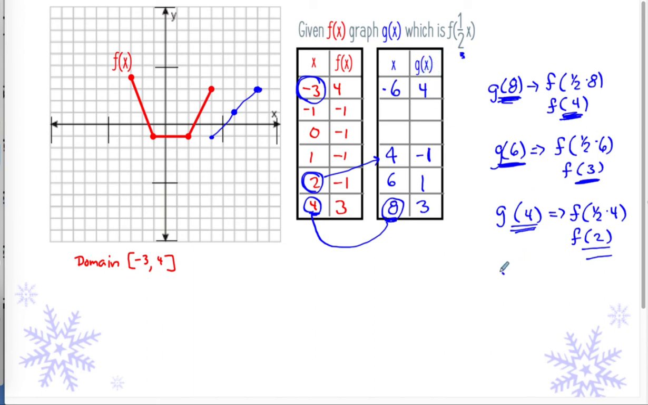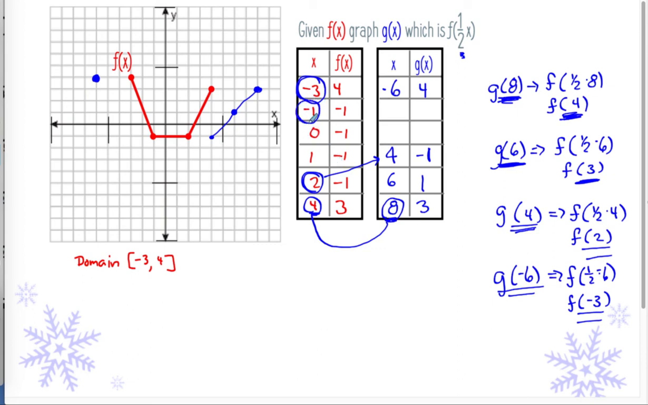So let's see if that's right. When I put -6 into g, it told me to go back to function f. I'm going to put in x is -6. Half of -6 is -3. So the output for -6 of g is the same as the output for -3 of f. -3 of f is a 4. Okay, so I'm going to go to -6, 4. So that's the quick way to do it.